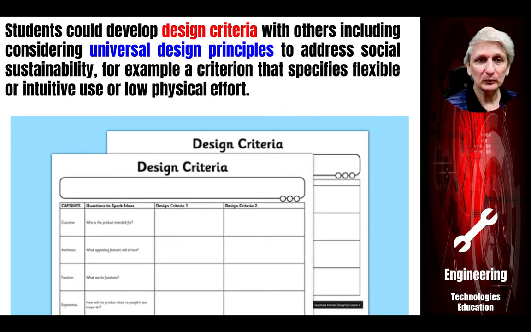Universal design principles are designed to ensure that everyone has got access to the solutions, particularly for people with disabilities, but also for anyone that has different approaches or preferences to using various design solutions, that they can be considered. And students build those into their criteria and then test their solution against whether or not they achieved what they said they wanted to achieve in their design criteria.